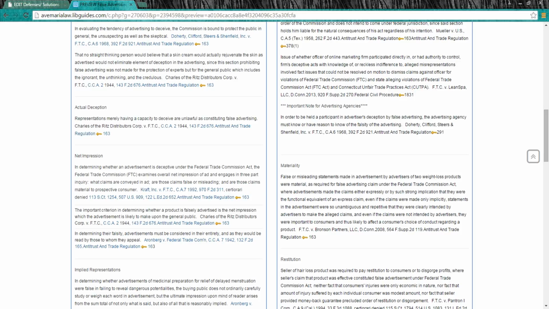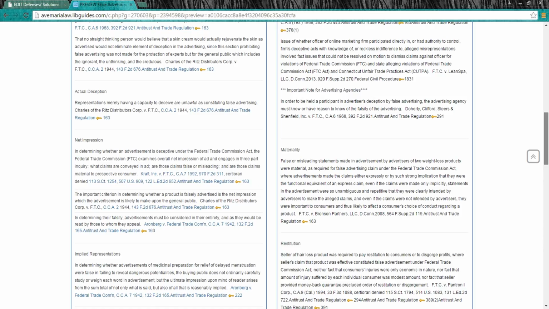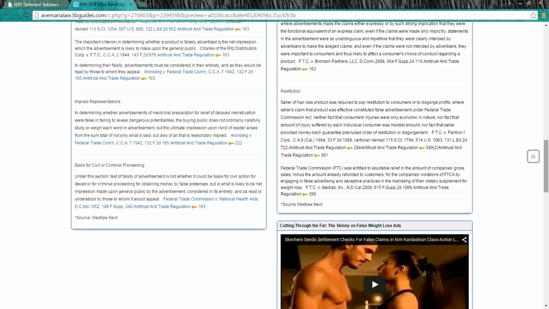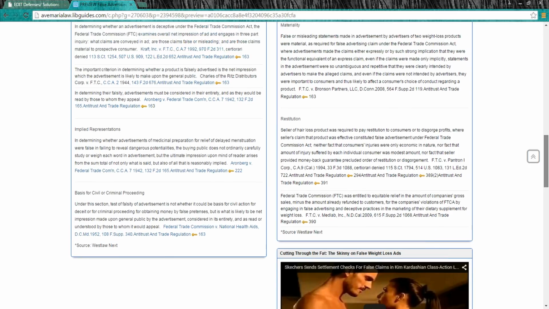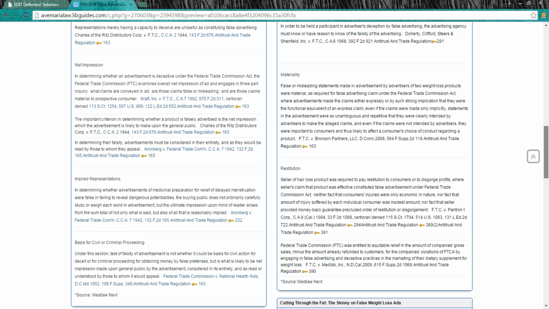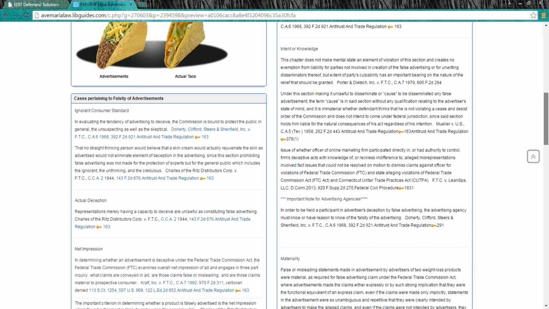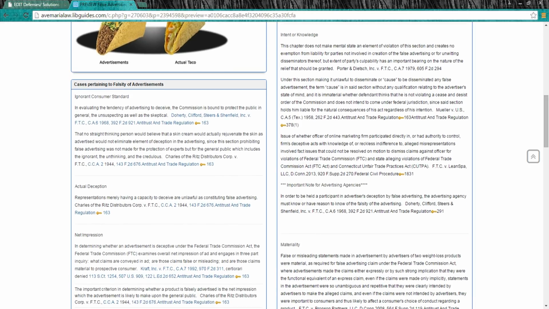I mentioned that, and it also touches on antitrust issues and other more complicated facets of the law. And then it talks about damages, restitution, and some of the different things that happen if they are found in violation of an FTC regulation or statute. And then on the left side are cases pertaining to the falsity of advertisement.